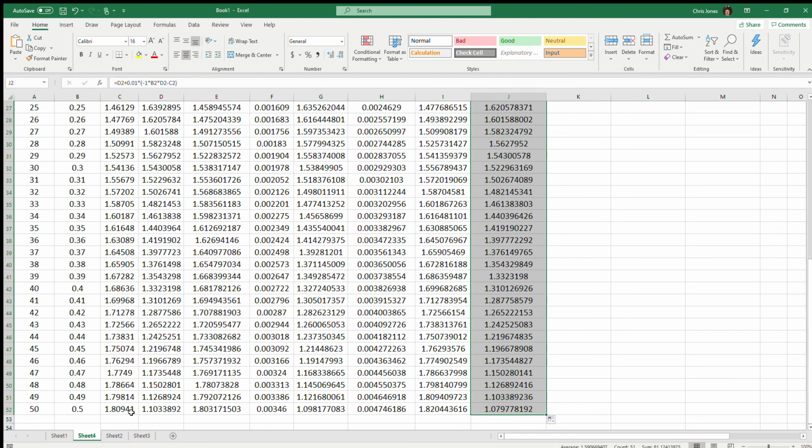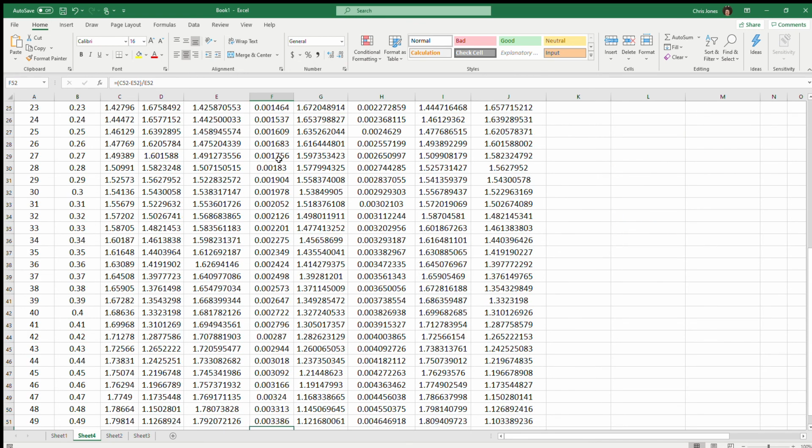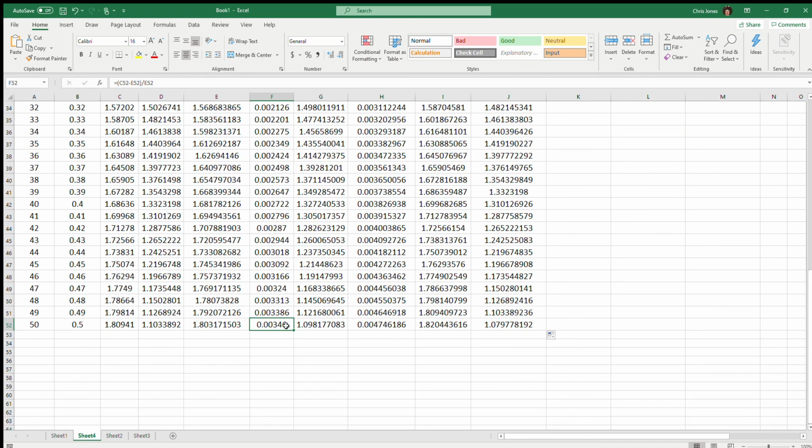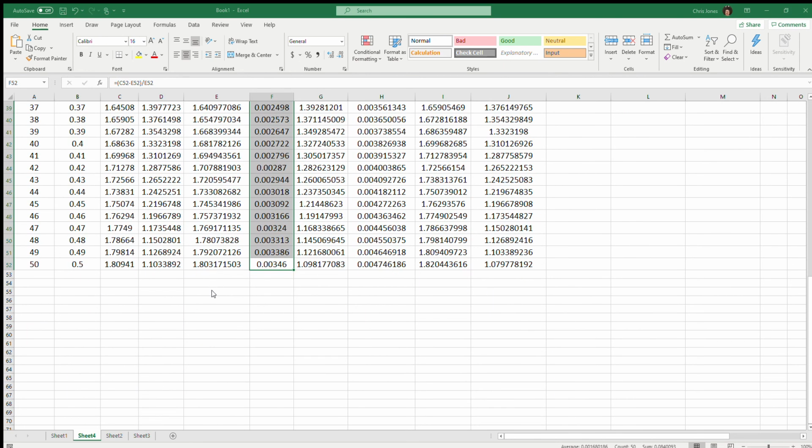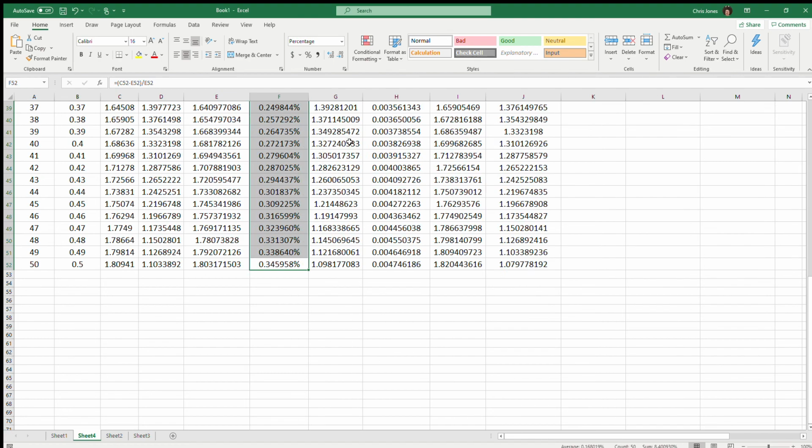Notice that this time our error, so this is our Y error, is 0.3%. I think last time it was 3% or something like that. And the slope error is about 0.5%. If I wanted to change these into percentages just to see what type of percentage we get, I'll format this cell and make it into a percentage. So yes, we get a really good approximation this time.